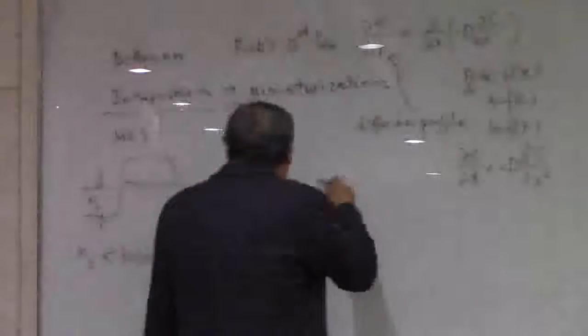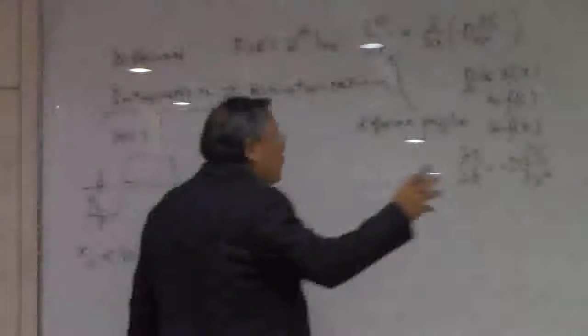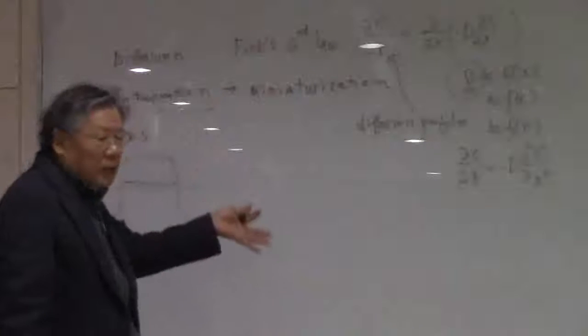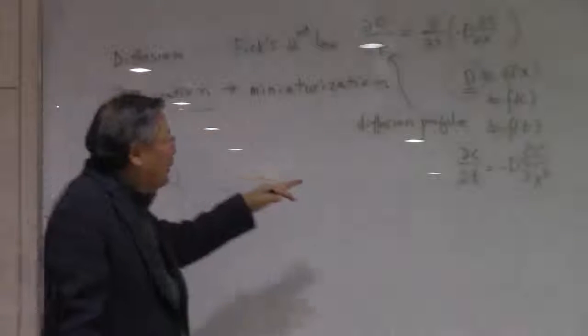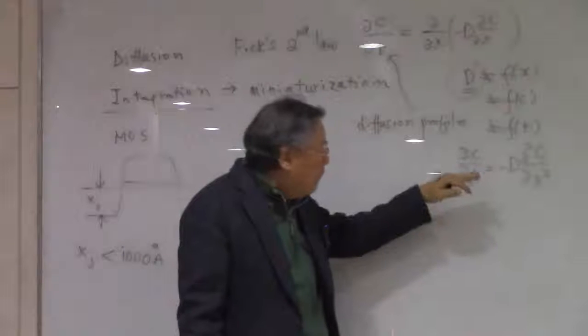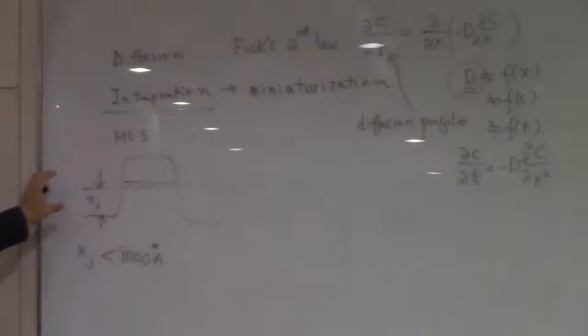But if you want to control the junction depths this precisely, then first you have to check whether that diffusion coefficient is not a function of X or the dopant concentration, etc., okay? If not, then you cannot use this simplified diffusion equation, Fick's second law, for controlling the junction depth. So that is the point, okay?